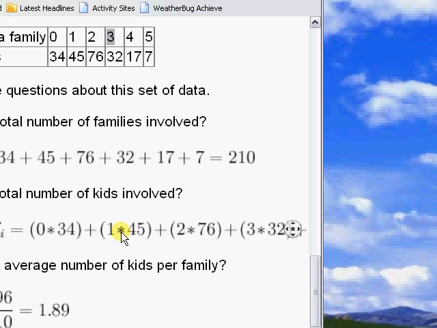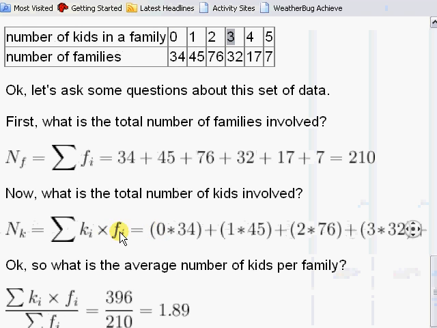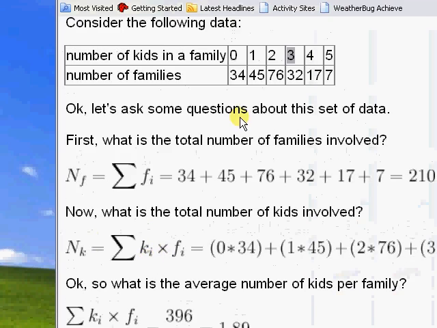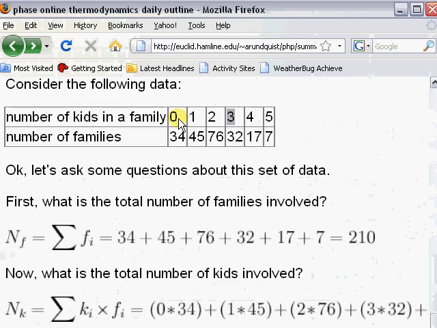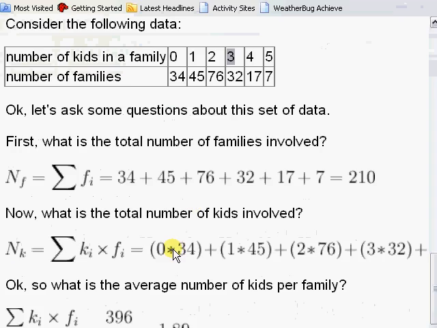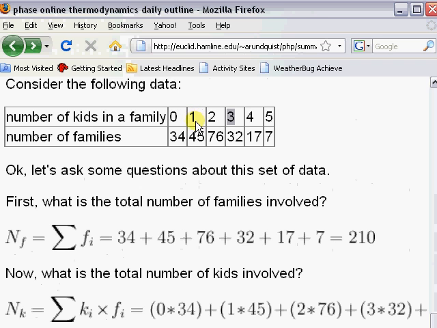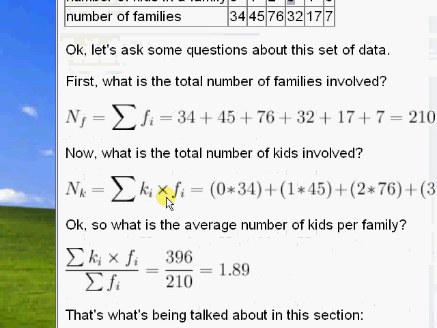But I want to be very clear that this is the equation we're doing. You multiply this number by that number, 0 times 34, and 1 times 45, and I'm writing it this way: the ith number of kids times the ith number of families.